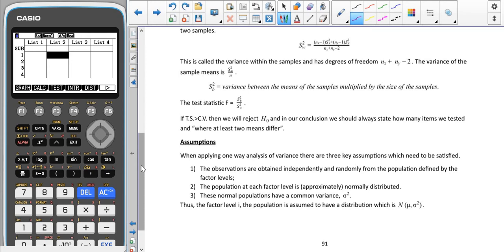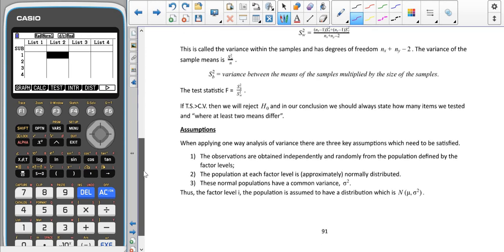So our assumptions when we're doing a one factor ANOVA. When applying a one factor analysis of variance, there are three key assumptions: that our observations are independent and random, that the population at each factor level is approximately normally distributed, and that the normal population has a common variance.